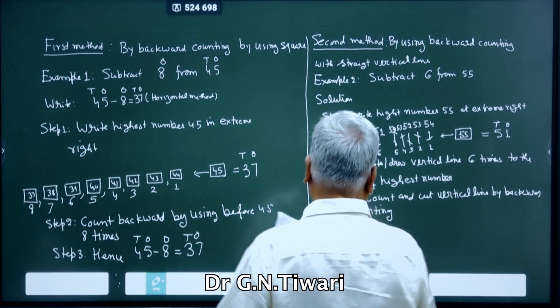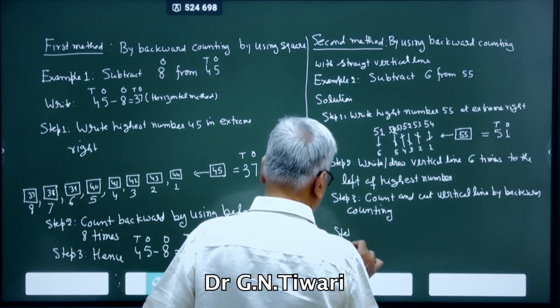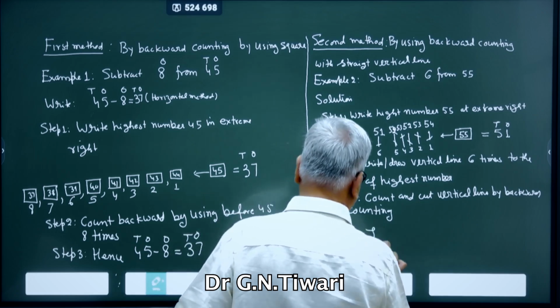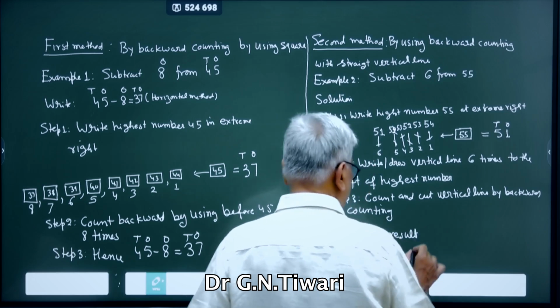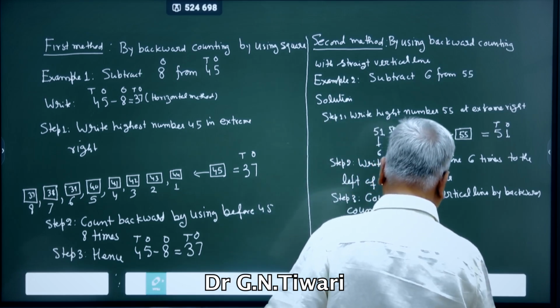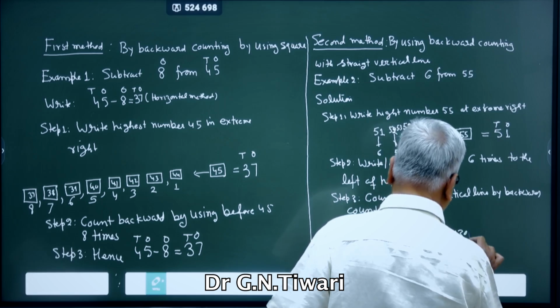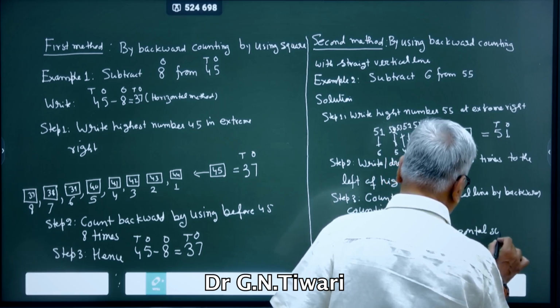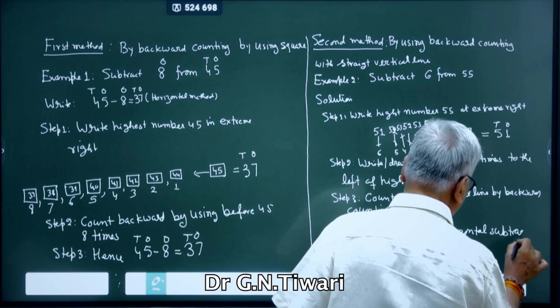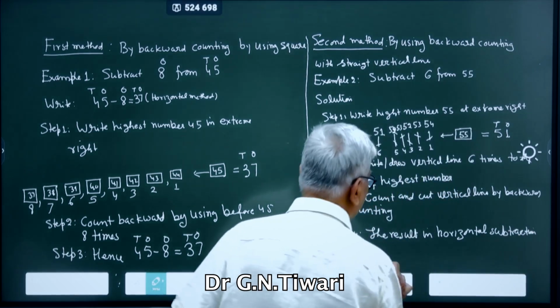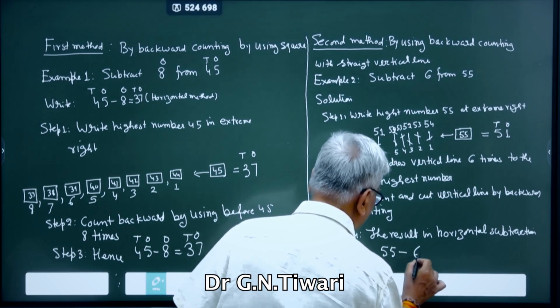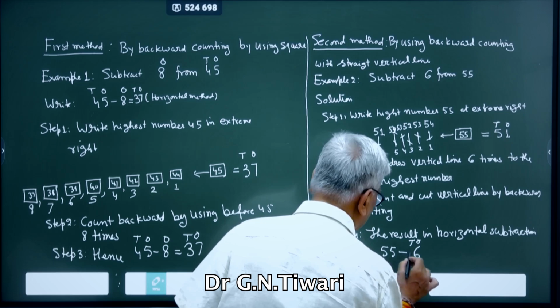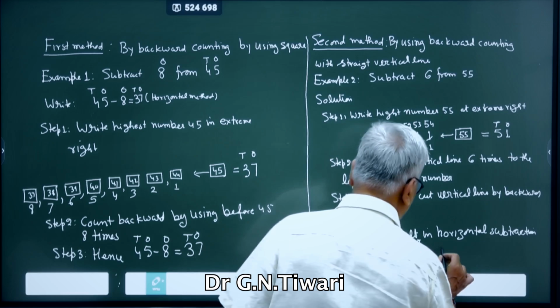That means step 4, the result is in horizontal subtraction. How is horizontal subtraction? See this: 55 minus 6 O T is equal to 51.